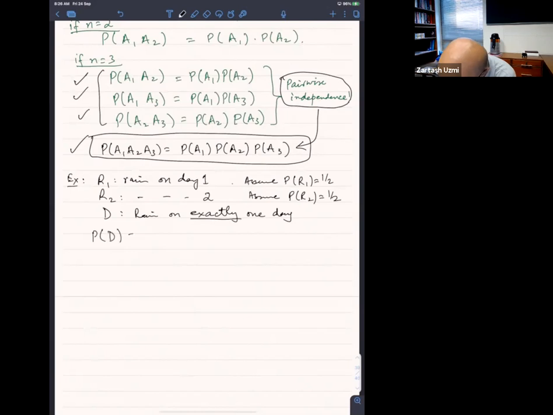What is the probability of D? Answers in the chat window. What is the probability of D? That you get rain on exactly one day. Sample space क्या है हमारी? Markram is saying 1/2. What is our sample space? How many points in the sample space? Answers in the chat window.